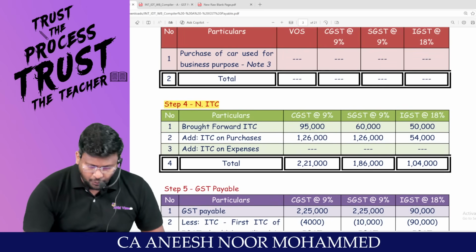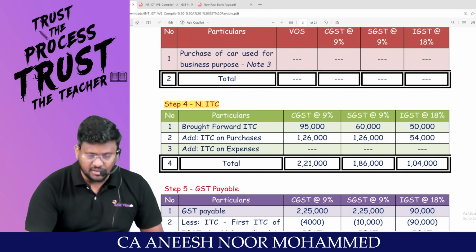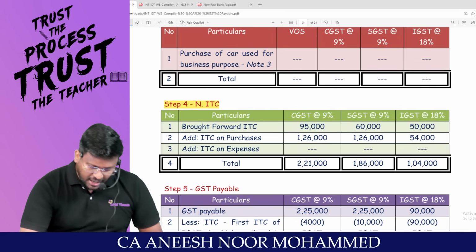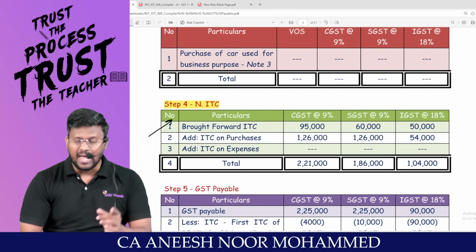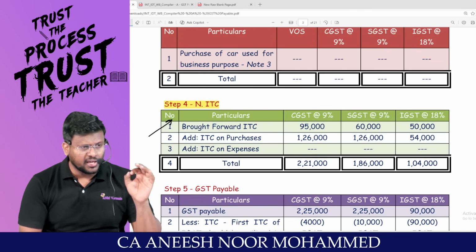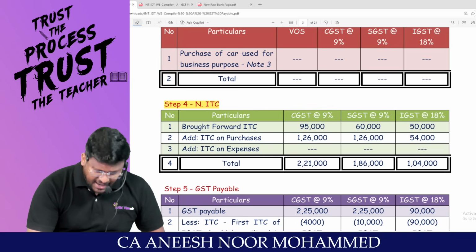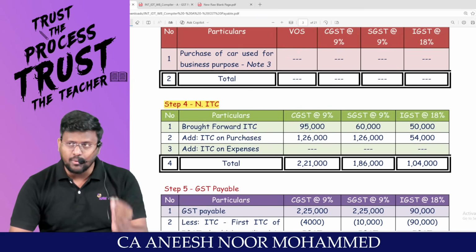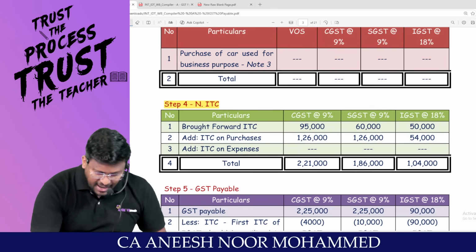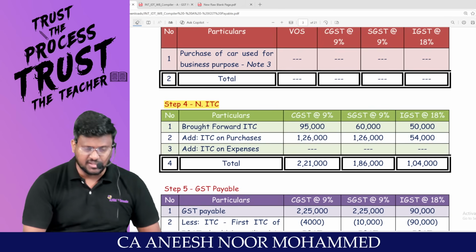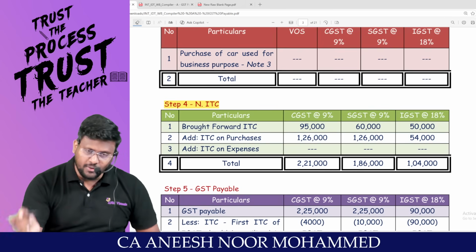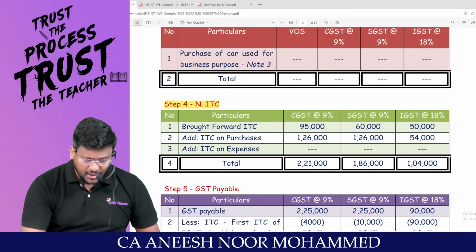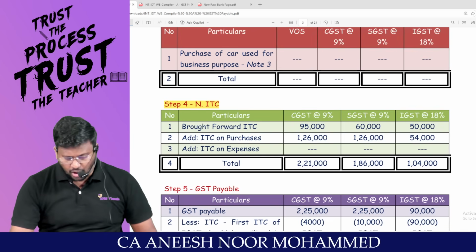And step number 4 is net ITC. I will be having opening ITC already. Last month's closing ITC is the opening ITC. And when I am purchasing raw material and capital goods, I would have paid GST. That's what, add ITC on purchases. On my expenses, I would have paid GST. That's what, add ITC on expenses.